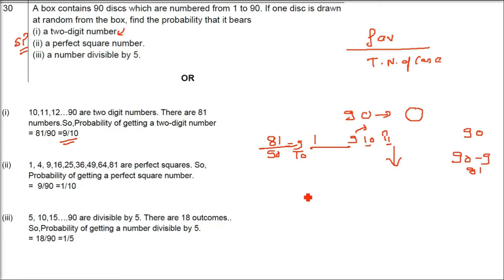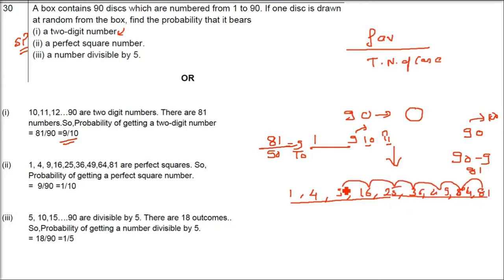Coming to the perfect square number. Now from 1 to 90, what are the perfect squares? 2 square is 4, 3 square 9, 4 square 16, 5 square 25, 6 square 36, 7 square 49, 8 square 64, and 9 square 81. 10 square is 100, it goes above 90, so we will not include it. So how many numbers are there? If you count it, it will be 9. These 9 numbers are the favorable cases. We divide these by 90, 9 by 90, and this is going to be 1 by 10. So 1 by 10 is the answer.